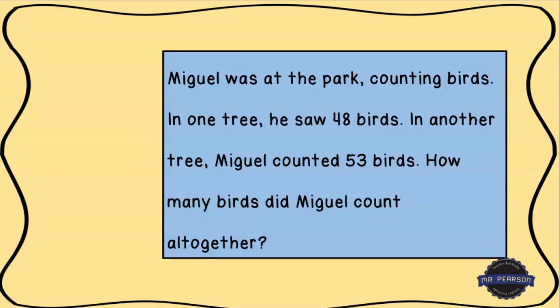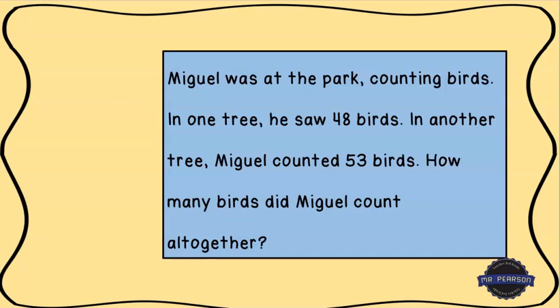Okay, so the problem says this. Miguel was at the park counting birds. In one tree, he saw 48 birds. In another tree, Miguel counted 53 birds. How many birds did Miguel count all together?